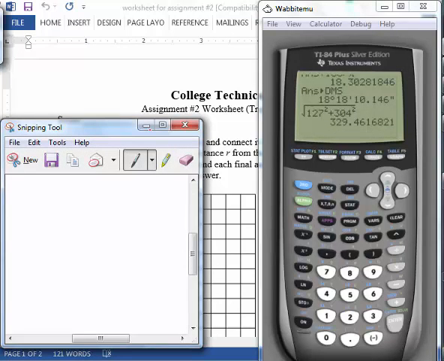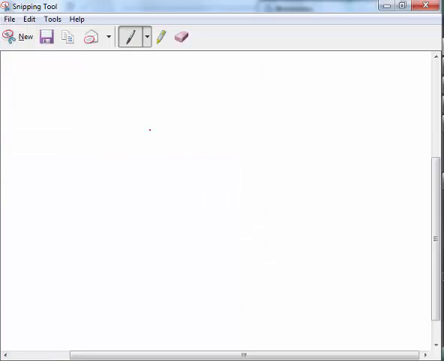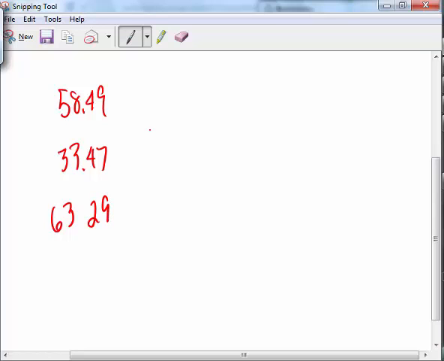Finally, it asks us to find the sine, cosine, and tangent to 4 decimal places. So the first one is 58.49, 33.47, and 63.29. Oops, I don't think I got this one right. It's 33 degrees 47 minutes.